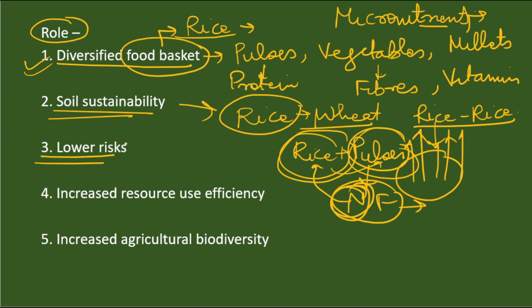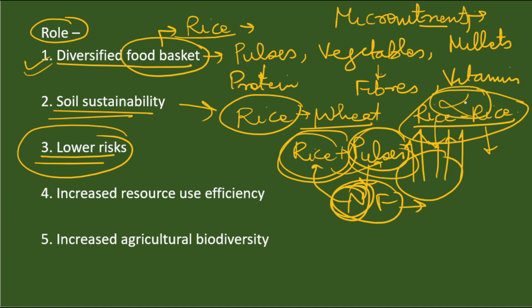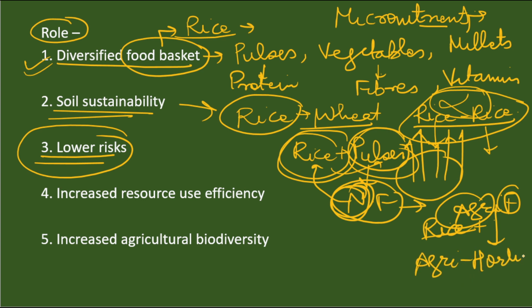Third, it lowers the risk. What happens when we grow a single type of crop, such as when we are growing a rice system? Whenever there is some kind of disease outbreak, some kind of pest outbreak for rice, then our whole rice crop is gone, whole rice crop is damaged and we are into loss. But what happens when we have diversified? Suppose we are growing rice plus some other crops, we are doing agroforestry, for example, and we have gone into some other types of cropping systems such as agri-horti system. Just an example. Agri-horti, that is we are growing agricultural crops, horticultural crops and trees at the same time in the same field.